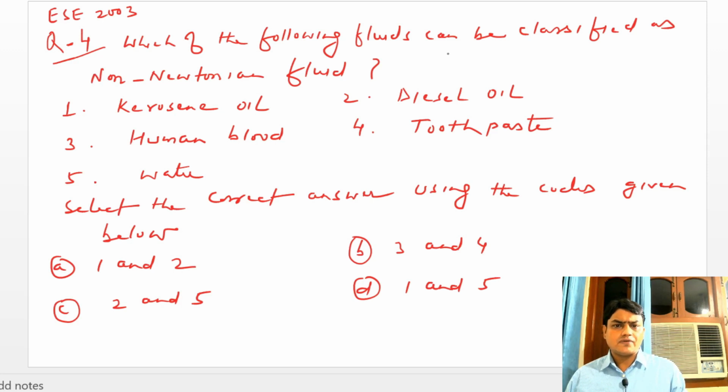Question number 4. Which of the following fluids can be classified as non-Newtonian fluid? The first one is kerosene oil, diesel oil, human blood, toothpaste and water. Here I told you in the previous lecture that water, air, kerosene oil and diesel oil are examples of Newtonian fluids. Human blood and toothpaste are examples of non-Newtonian fluid. So the option is B, 3 and 4.